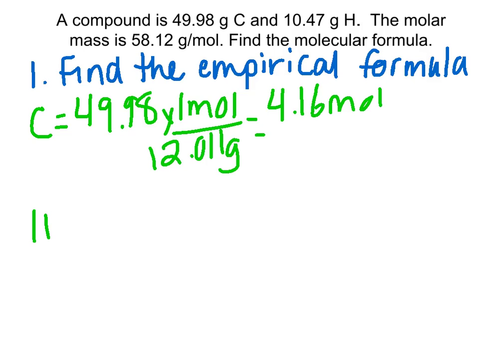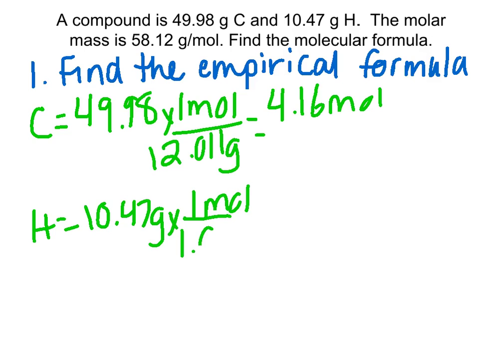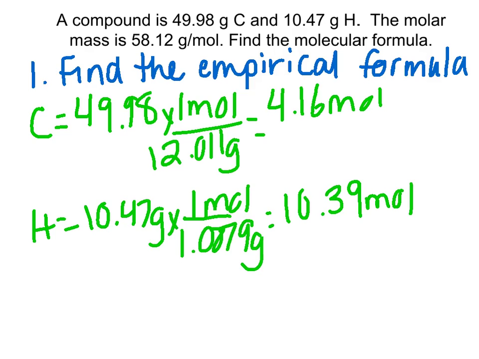Okay, hydrogen, same process. 10.47 grams, 1 mole, 1.0079, according to my periodic table again. And here we get 10.39 moles.